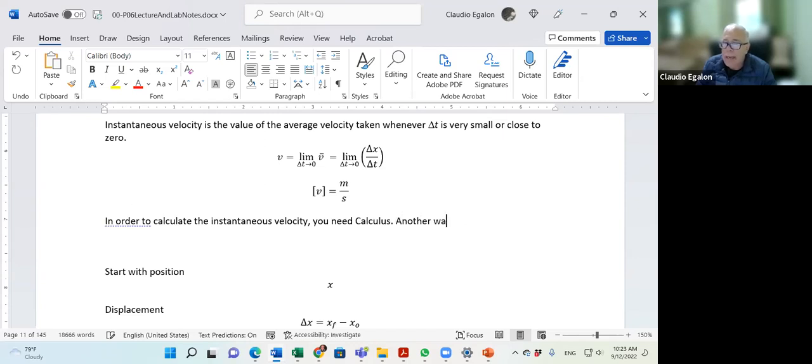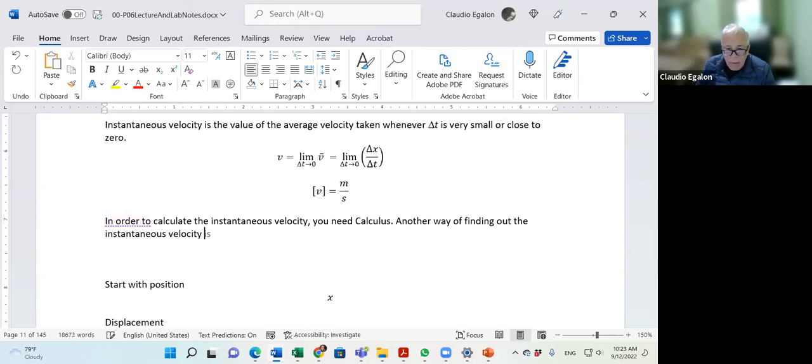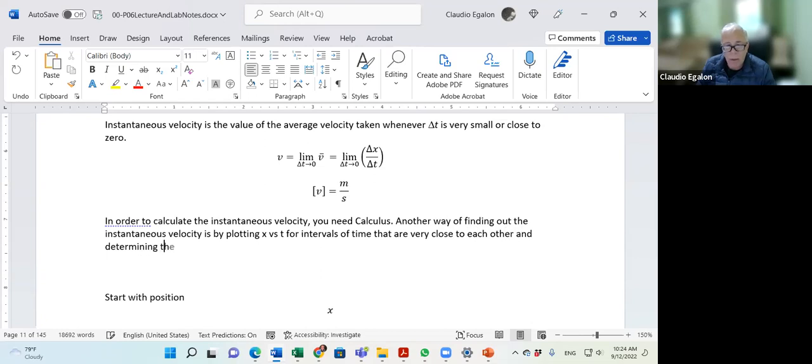Okay? Another way of finding out the instantaneous velocity is by plotting x versus t for intervals of time that are very close to each other, and determining the slope of the tangent at a specific point in the graph. Okay.